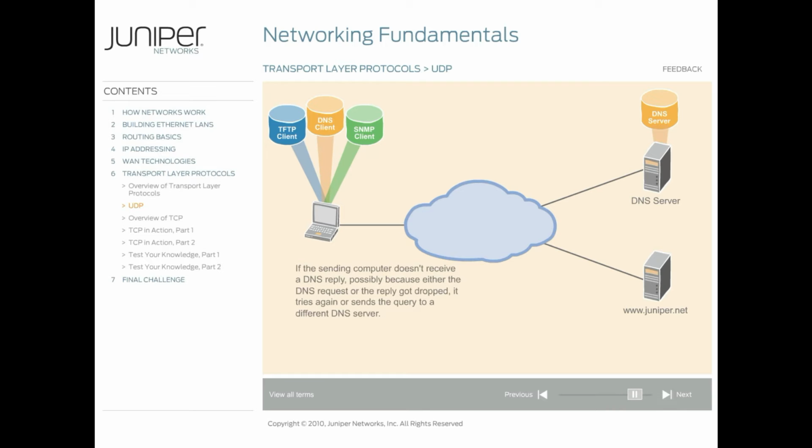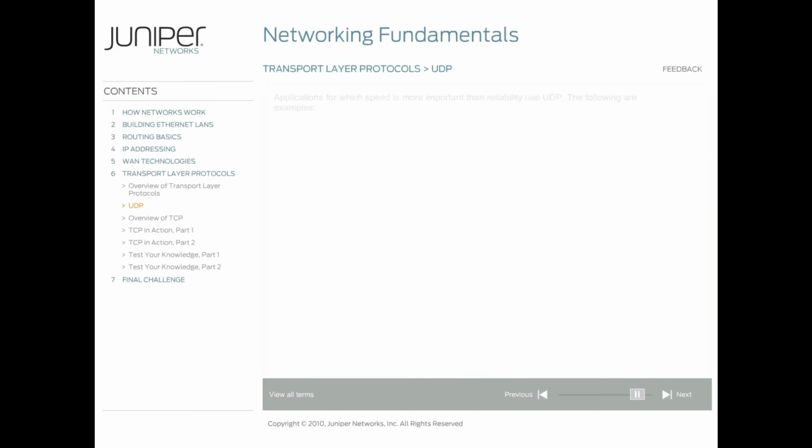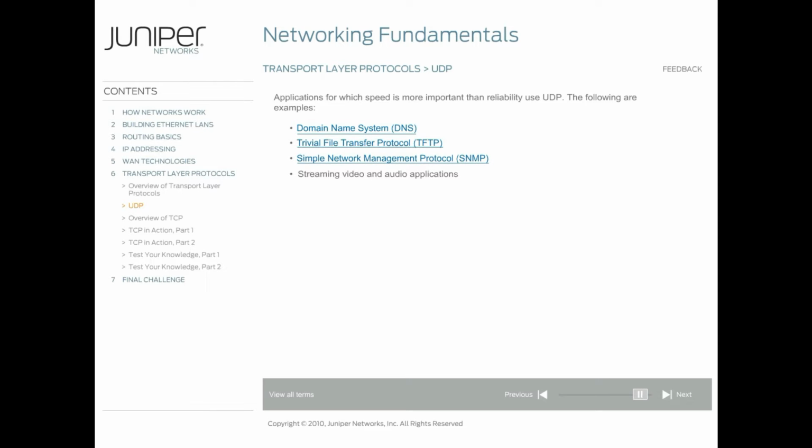If the sending computer doesn't receive a DNS reply, possibly because either the DNS request or the reply got dropped, it tries again, or sends the query to a different DNS server. Applications for which speed is more important than reliability use UDP. In addition to DNS, other applications using UDP include TFTP, SNMP, and many streaming video and audio applications.